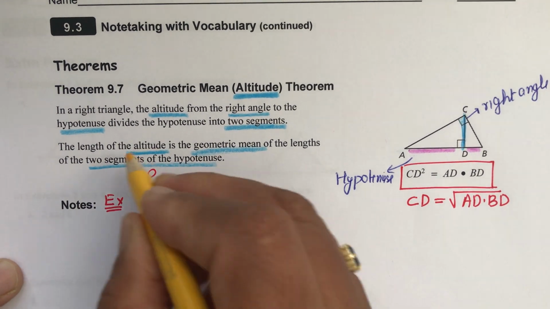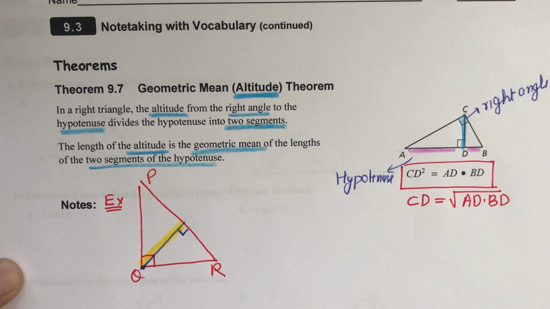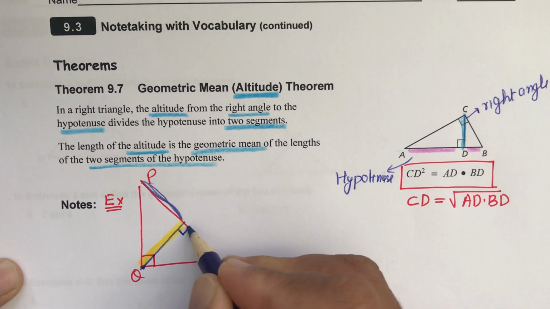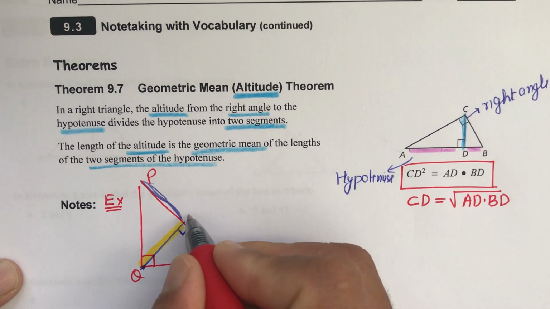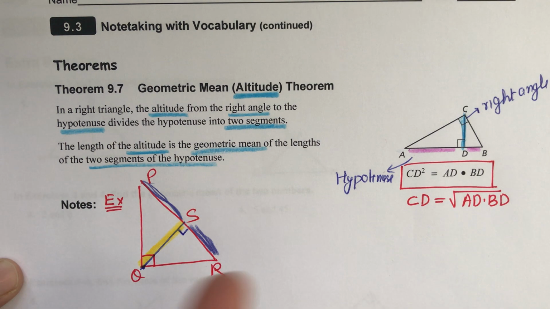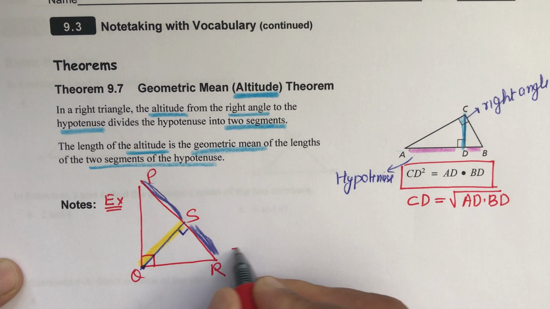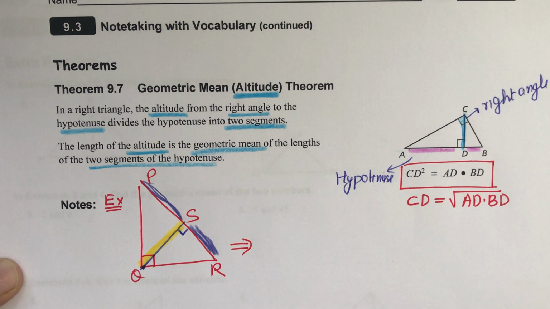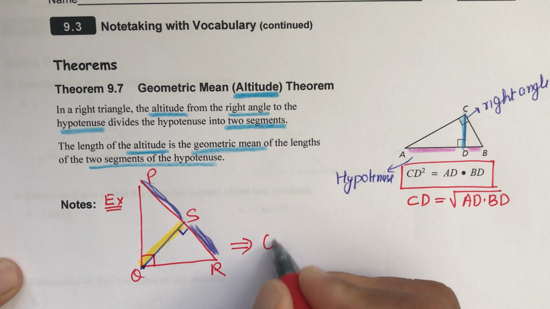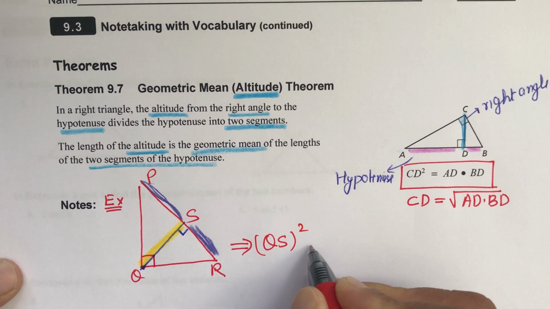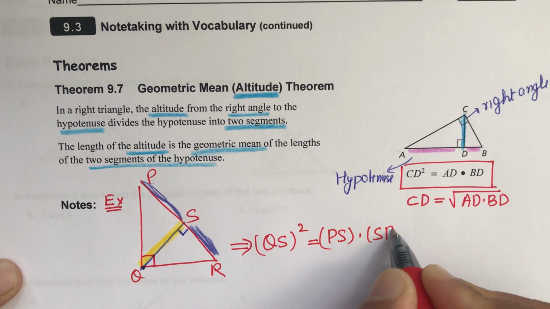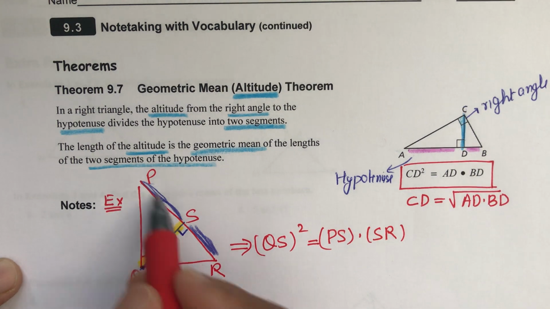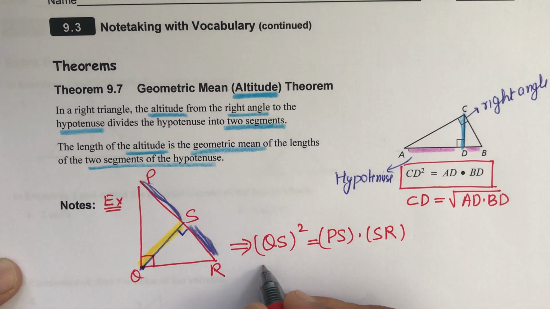So this is dividing the whole hypotenuse into two parts, and those parts are this and this. So for the sake of convenience, let me name this point S, so PQRS. And if I have to use this theorem, my expression would be what? Can you think about that? Think quickly so I can write it down afterwards. All right, I'm going to write. So the altitude QS squared equals PS times SR. PS times SR. So basically you can generalize this formula.